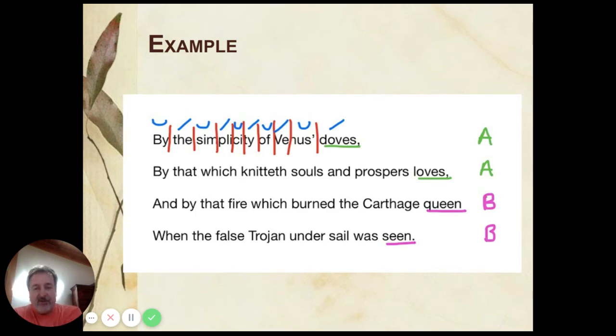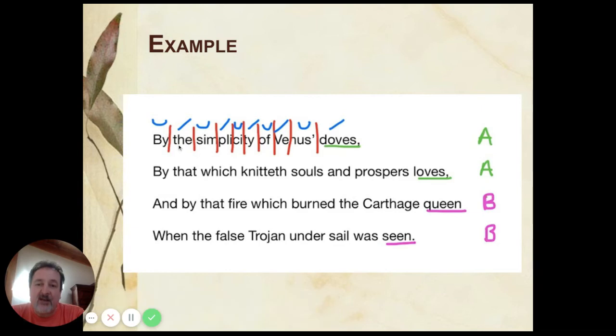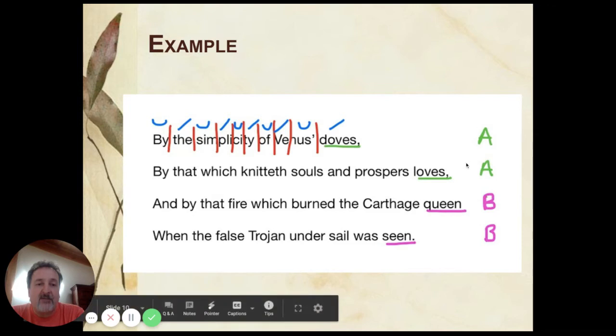This is from Hermia. "By the simplicity of Venus's doves, by that which knitteth souls and prospers loves, and by that fire which burned the Carthage queen when the false Troyan under sail was seen." So up here again, I've marked the 10 syllables and the iambic pattern. So you have the iambic here, the pentameter there, and over here I've marked the rhyme scheme. This is how you mark rhyme scheme.